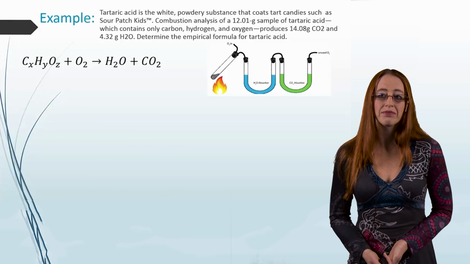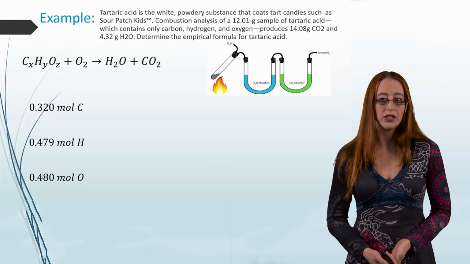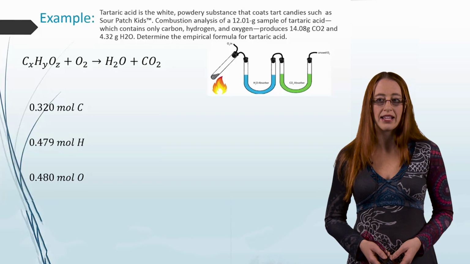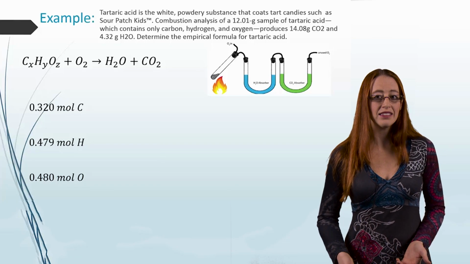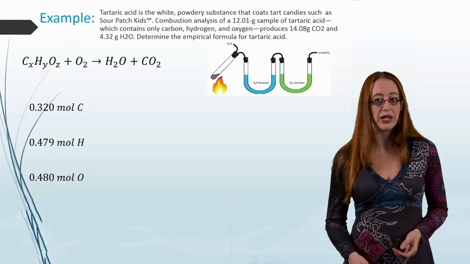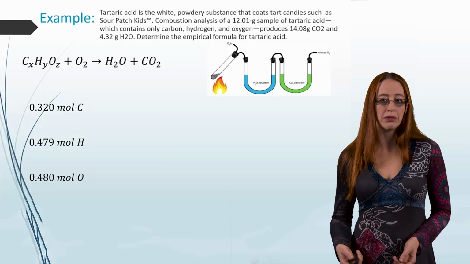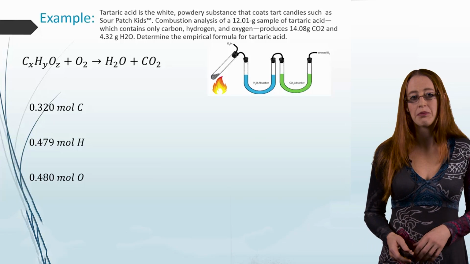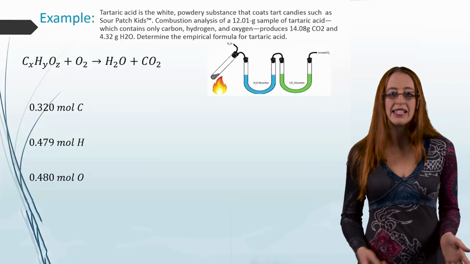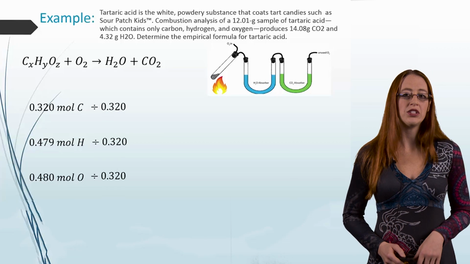So let's keep going. We have our moles of each thing. So I've just copied those over from the previous slides. Now this doesn't look like it's a super easy thing to get a whole number ratio from. And so this one we definitely have to use our trick to get a whole number ratio. On our previous example, it was a little up in the air. You could kind of see it. This one, you're going to need your trick.